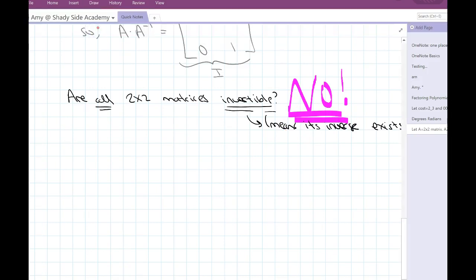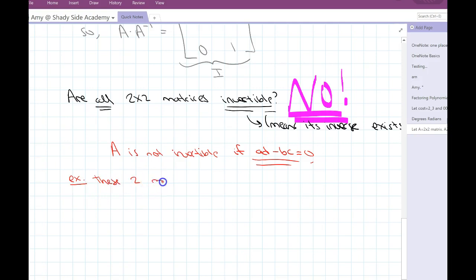Well, you probably saw that the matrix A is not invertible if AD minus BC equals 0. If AD minus BC equals 0, the matrix is not invertible. Now I'd like you to go ahead and generate 2 examples of matrices whose inverse would not exist.